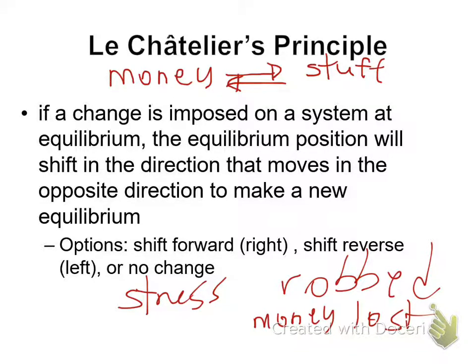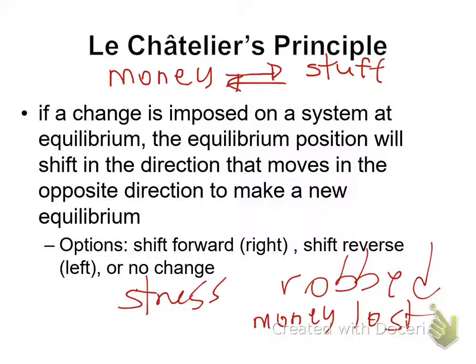Which direction will get us more money? Shifting to the left. When you shift to the left, you're basically selling some of your stuff to get money. But why? Because the stress was we lost money. Our goal then is to minimize the pain here. We need to sell some of our stuff. So if you need money badly, then you have to sell some of your stuff.